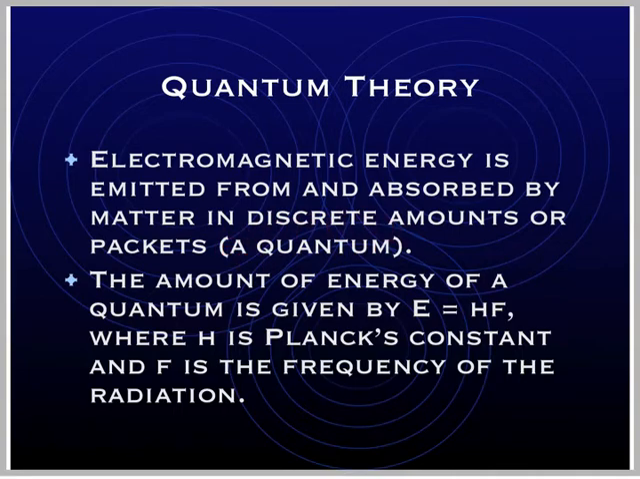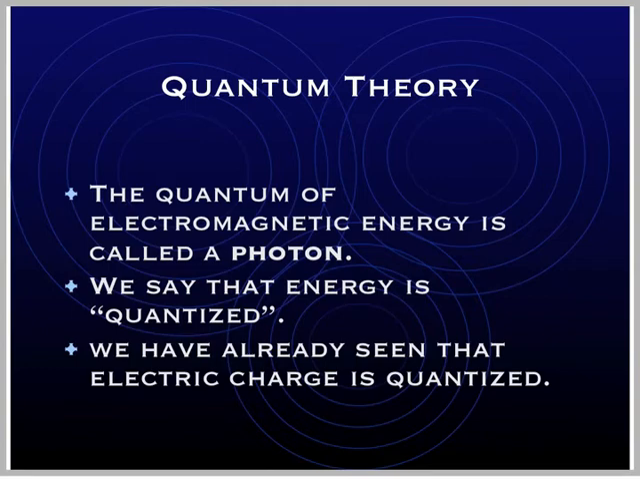The amount of energy of a quantum is given by a formula, E equals h times f, where h is a new number called Planck's constant, which we have on the front page of our reference tables, and f is the frequency of the radiation. A quantum of electromagnetic energy is called a photon. This is just terminology. A photon is what we call a package of electromagnetic energy. So we would say that energy is quantized.